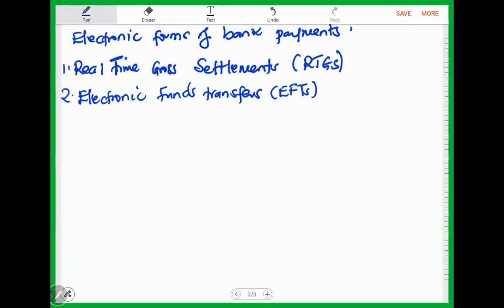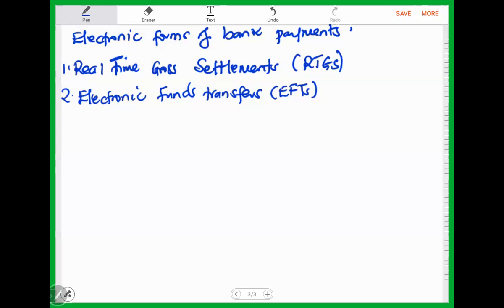Now, we also say that EFTs are commonly used for various types of transactions, such as paying bills. When you're paying your umeme, when you're paying water, airtime, school fees, EFTs are normally good for such transactions. And sometimes when we are receiving payments, when there is a case of receiving money, then indeed we can use EFTs.